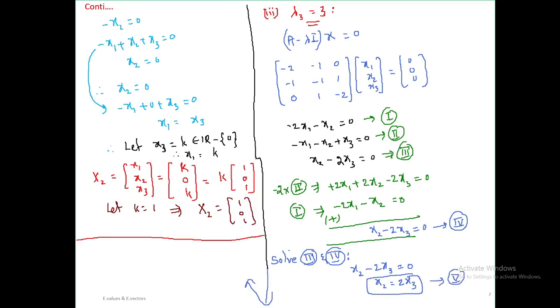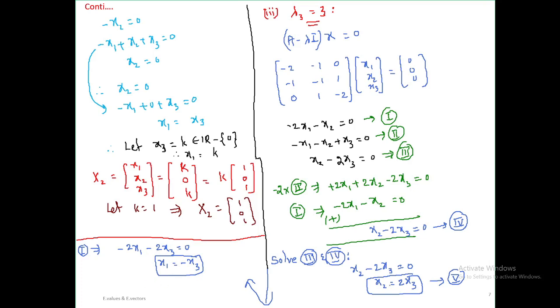Okay. So look at equation number 1 now. Taking equation number 1, what will we get? Minus 2x1 and minus x2, where x2 is 2x3, is equal to 0. So therefore, what is the x1 value now? x1 is equal to minus x3. 2 will cancel out.